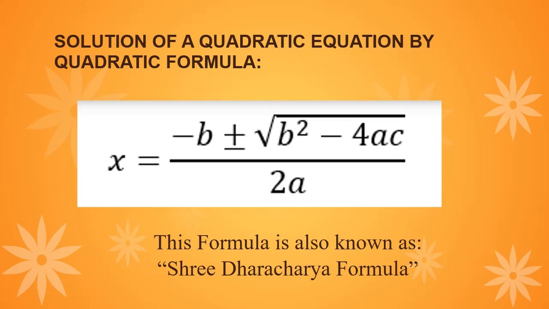Now to solve a given quadratic equation by another method. Solution of a quadratic equation by quadratic formula. Here on the screen, formula is written x equals to minus b plus minus square root of b square minus 4ac upon 2a. This formula is known as quadratic formula. At the same time, this formula is also known as Sridharacharya formula. Here, x is the variable we need to find the value of x, and a is the coefficient of x square, b is the coefficient of x, and c is the constant term.